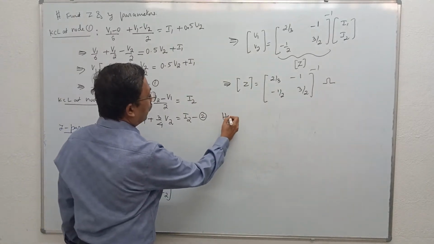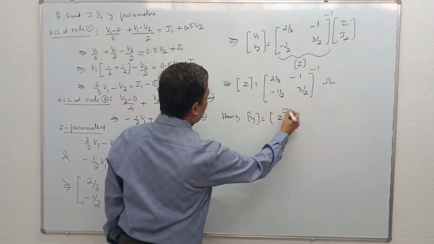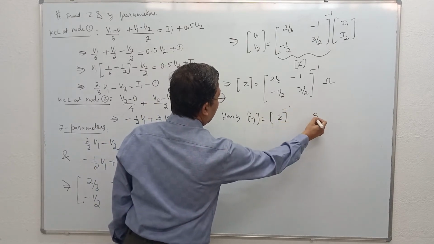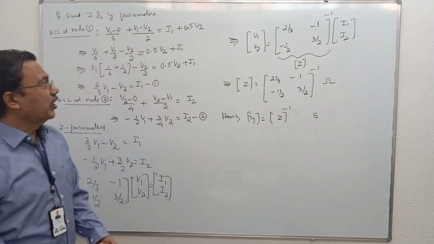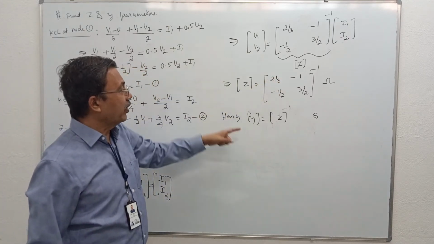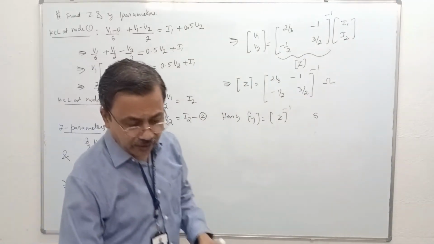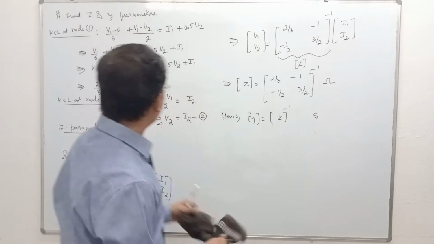Hence, what is matrix Y? Matrix Y is equal to the inverse of matrix Z. The unit of this matrix is Siemens. So using a calculator you find the inverse of this matrix, that gives you matrix Z. Find the inverse of matrix Z, that gives you matrix Y. Like this, Z and Y parameters can be found for this problem.